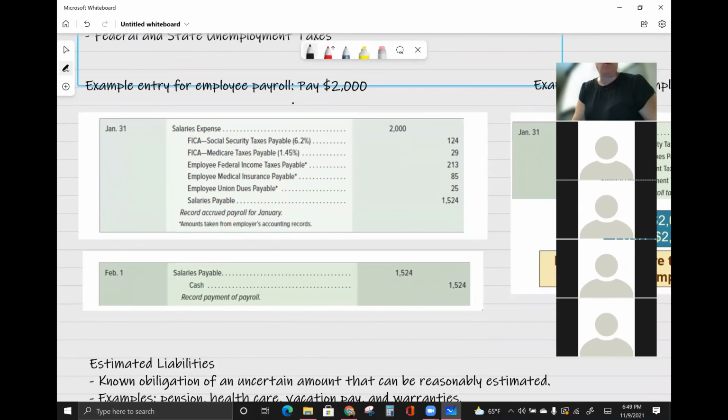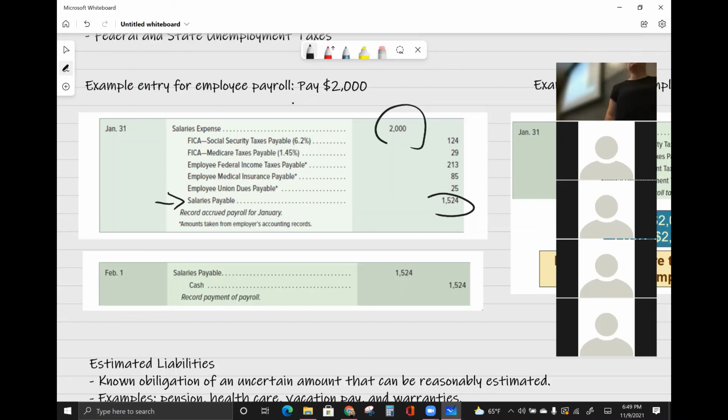So we have this employee having a payroll of $2,000. Now, if you look down at the bottom here, salaries payable, I'm sorry, not sales. The salaries payable is $1,524. So is that $2,000? No. All the deductions came out. So what was the expense? The expense is actually the $2,000. That's the total expense because that's what I'm paying you to do a job, $2,000.